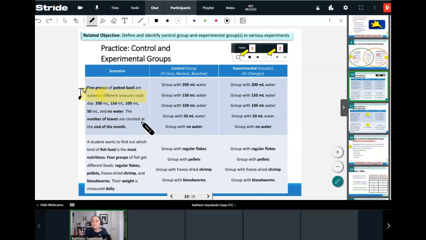Now, what is my control group? Remember, my control group is my independent variable that is at 0, normal, or baseline. So I want you to go ahead and take your whiteboard tools, and I want you to box in this group here. Which one would be my control group? And remember, a control group is 0, normal, baseline.